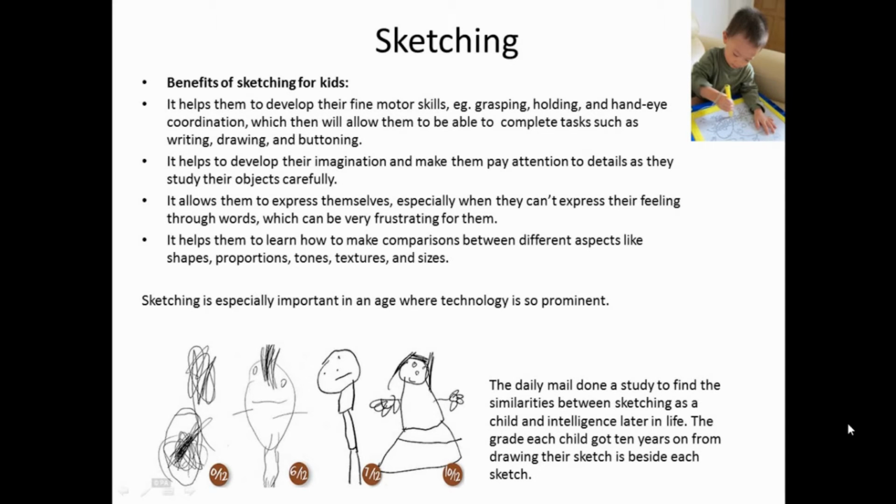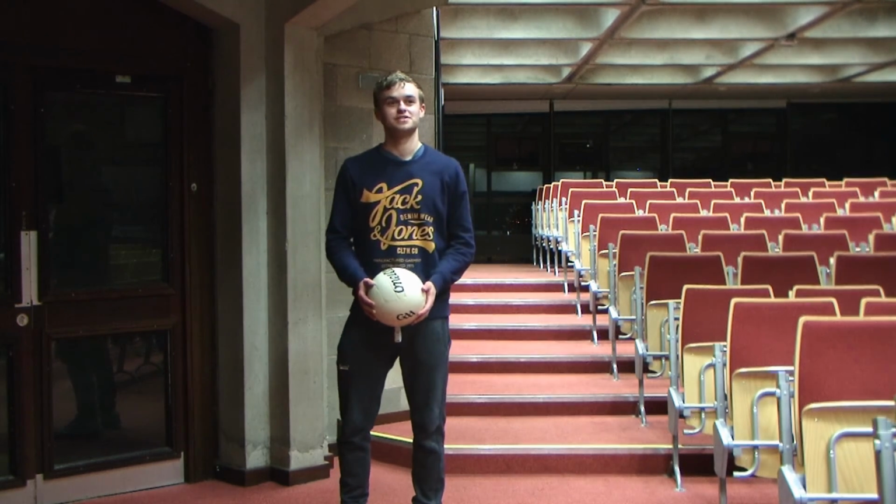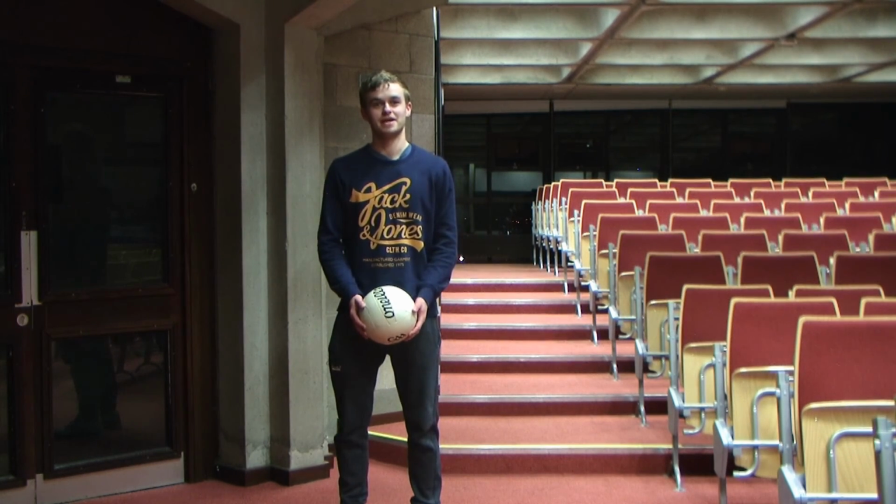The Daily Mail did a study to find the similarities between sketching as a child and intelligence later on in life. The grade each child got 10 years on from drawing their sketch is beside each sketch. As you can see in the drawings here, from left to right, as the drawings get better, so do the grades, which proves the better a child is at sketching, the more intelligent they are likely to be later on in life. Now we understand the importance of sketching and technical graphics for the development of memory in adolescence.